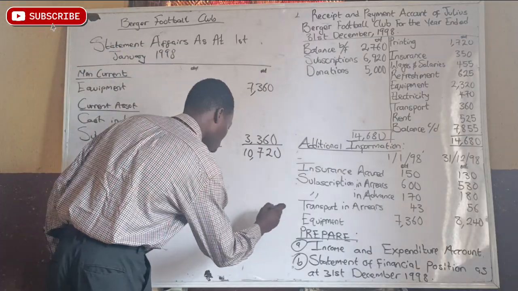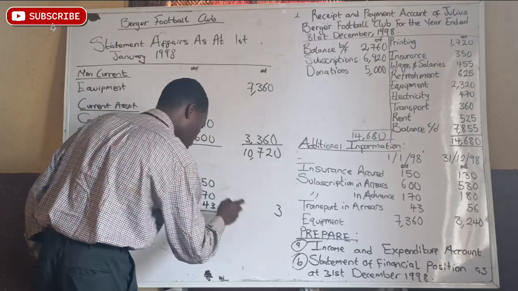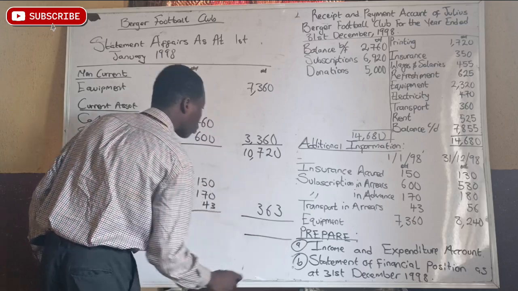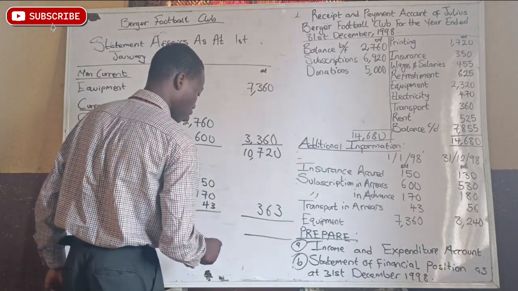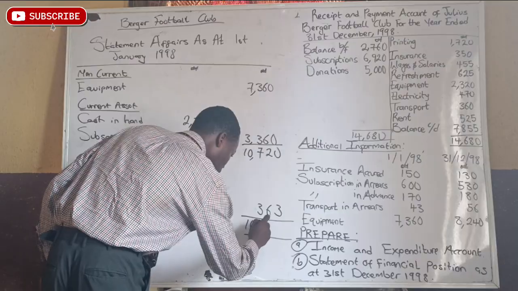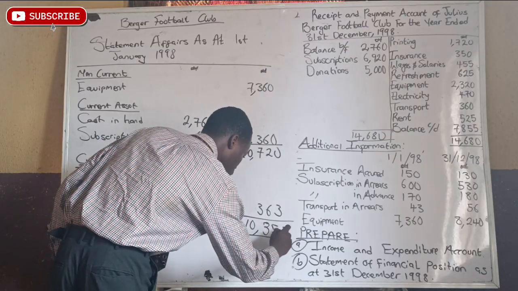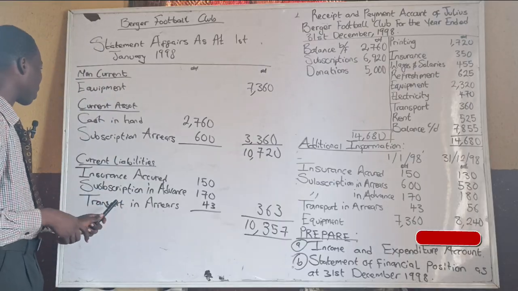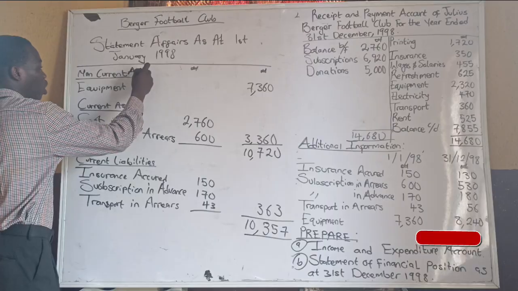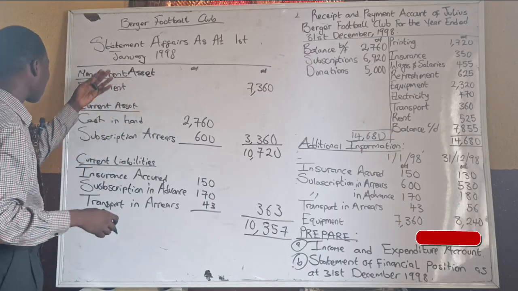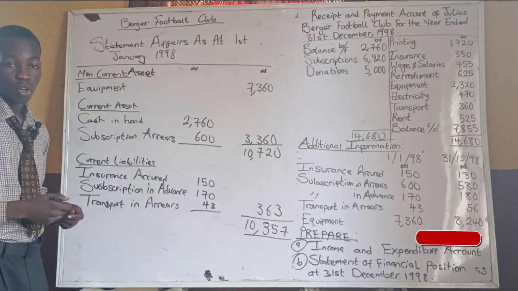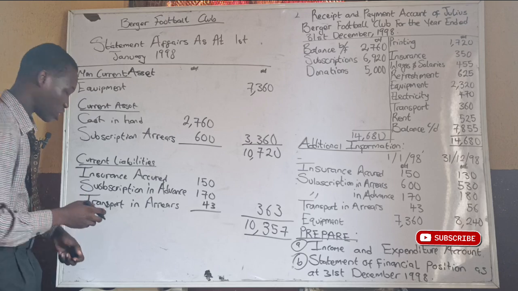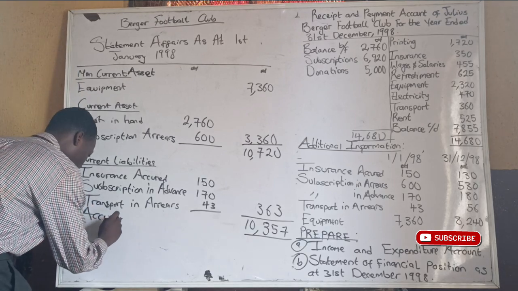Now, when we add this up, we are going to get 363. Let's subtract this from the assets. When we subtract, it's going to give us 10,357. So the difference between the assets, that is non-current asset and current asset, and the current liabilities is equal to our accumulated fund.